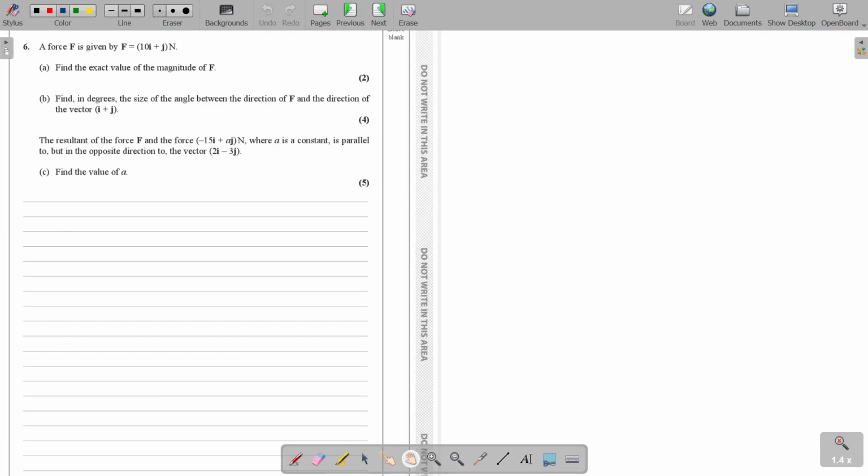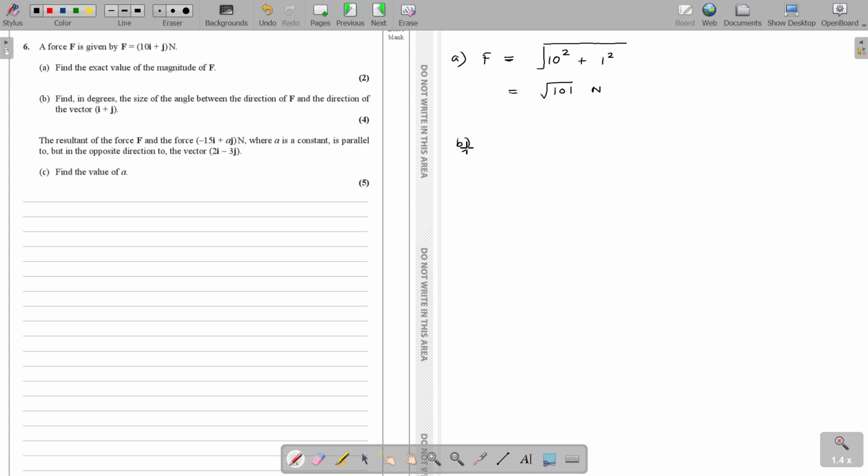Okay, question number 6. A force F is given by F equal 10I plus J Newton. Find the exact value of the magnitude of F. How do you get the magnitude? So you square the I component and you square the J component and you square root. Is that correct? Okay, to get the magnitude. So 10 square 100 plus 1 is 1. So it's root 101 newtons. Is that correct? Okay, so magnitude of force F is root 101 newtons. Do you agree with me?